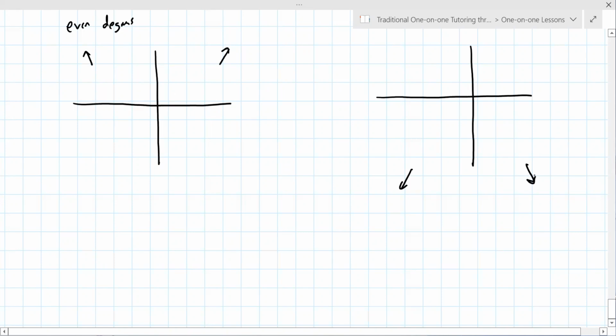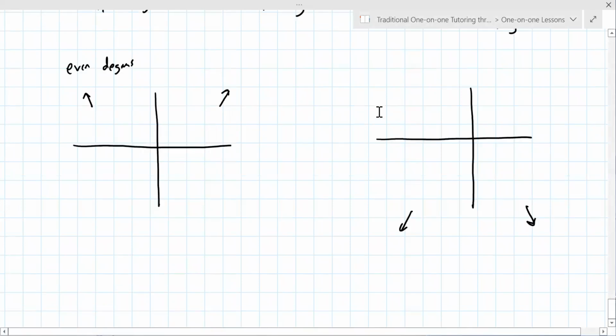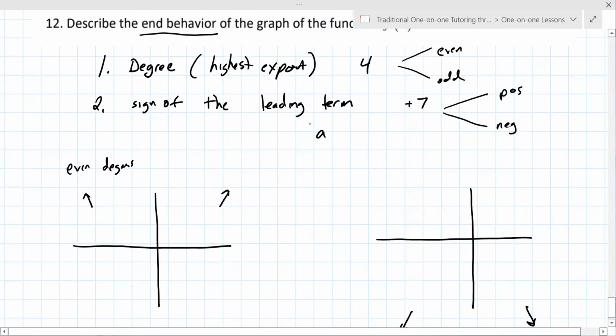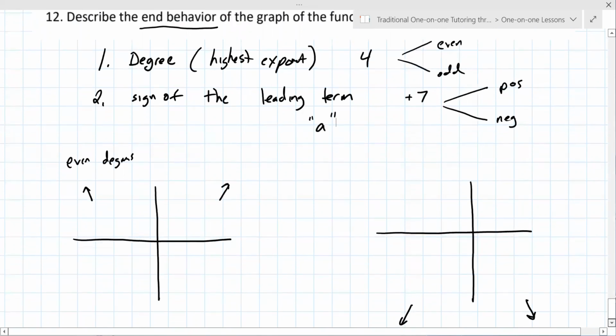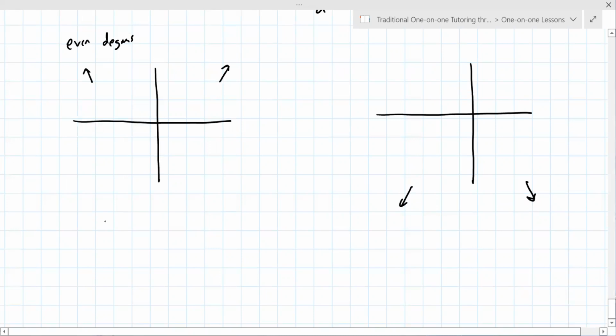Right. Okay, and so how do you decide between the difference? It depends whether the leading term is positive. So the leading term is referred to as A. So here's what you're looking for. If A is greater than 0 or positive, it's the one on the left. If A is less than 0 or negative, it's the one on the right.